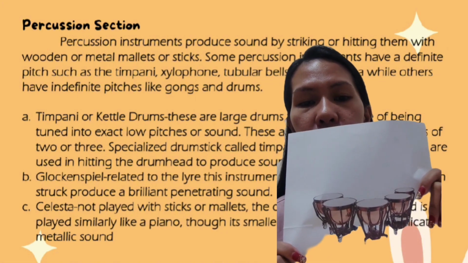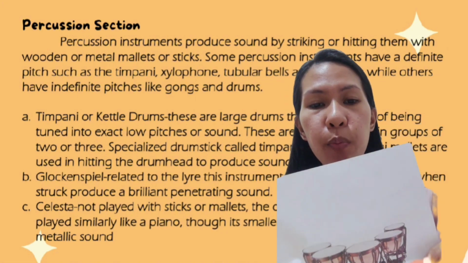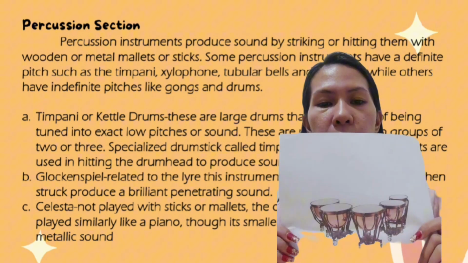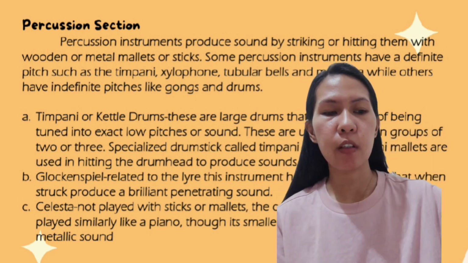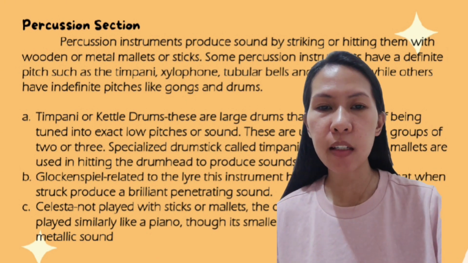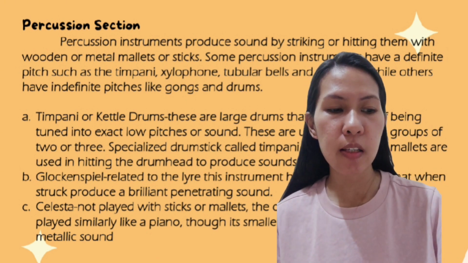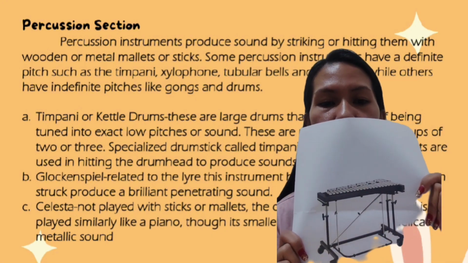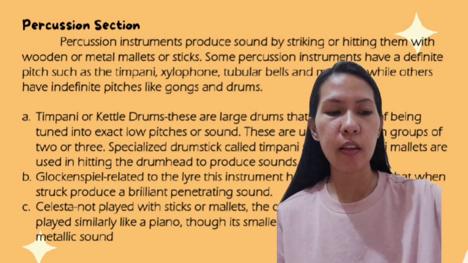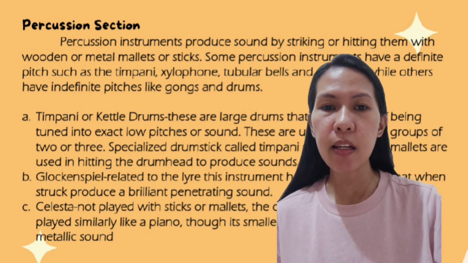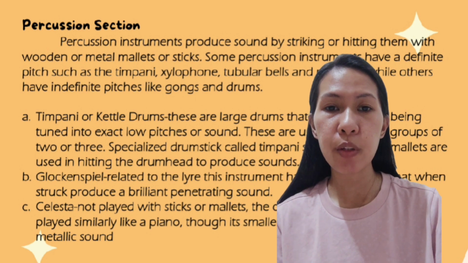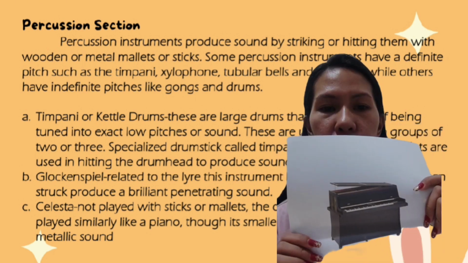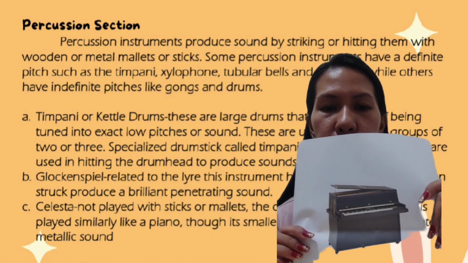So, belong sa percussion instruments or percussion sections ay ang timpani. Ito yan siya, oh. It is played by groups. Ginagamit siya na nakagrupo ang instruments. So, next is the glockenspiel. Related siya sa lyre. Kumbaga, kamag-anak siya ng lyre. Ito po ang itsura niya. And then, next is the celesta. Celesta is, hindi siya gina-play with sticks or mallets kasi para siyang keyboard. Related po siya sa keyboard.